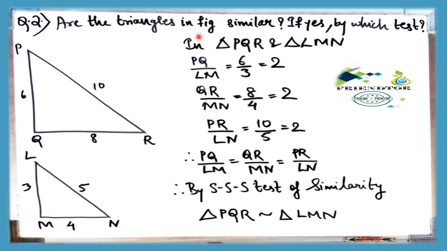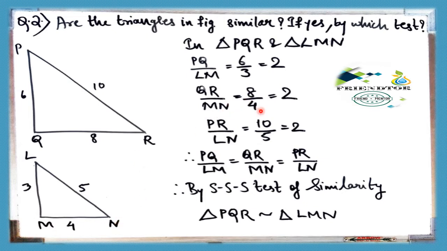similar. So in triangle PQR and triangle LMN, they have given us the lengths of all three sides. So obviously we are going to use the SSS test to verify if these triangles are similar or not. So let's check the ratios. First, let's check PQ upon LM. PQ upon LM is 6 upon 3, which is equal to 2.